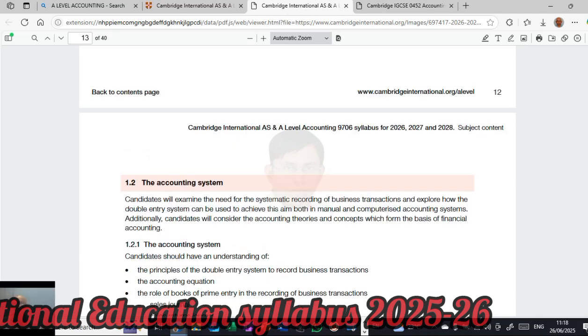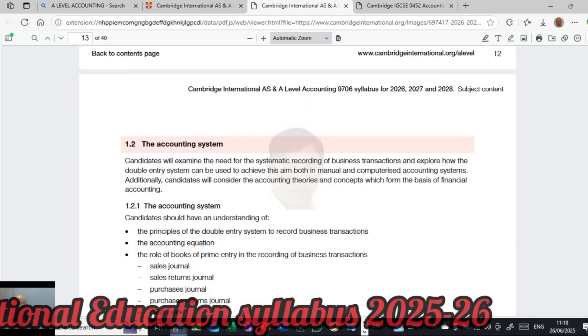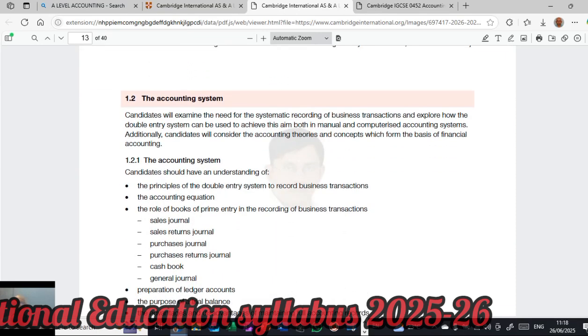The accounting system. So the next part is accounting system. Candidates will examine the need for systematic recording of business transactions and how the double entry can be used to achieve the aim. So in the accounting system, what do you mean by double entry system? How to record business transactions? What is this accounting function?